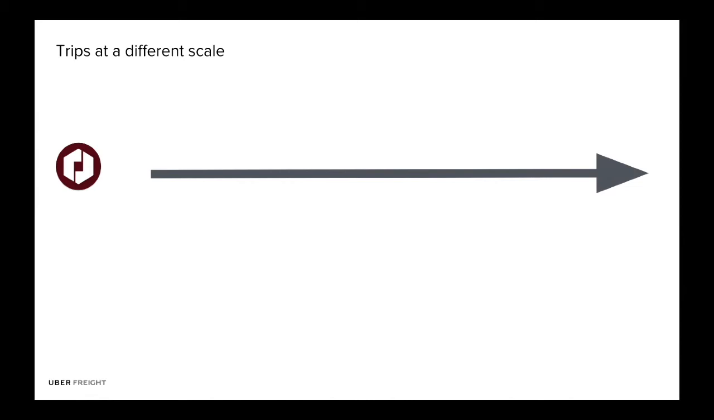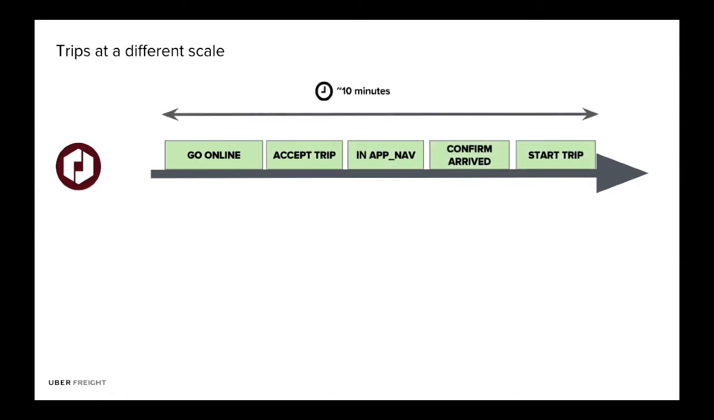One of the main reasons is that trips between the ride-sharing business and the freight business operate at completely different time and space scales. Here at the top of the screen, we can see the scale for the ride-sharing application. In order to start a shift and get started with the first pickup, a driver has to perform a few manual inputs on the screen. He has to go online to accept a trip, and then follow in-app navigation instructions to go to the pickup location.